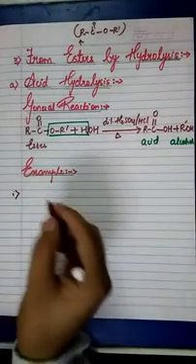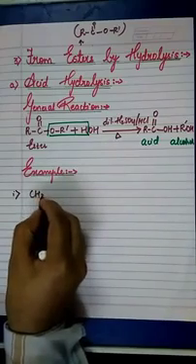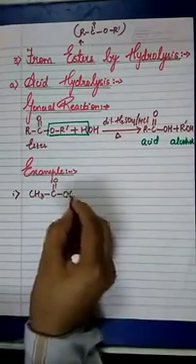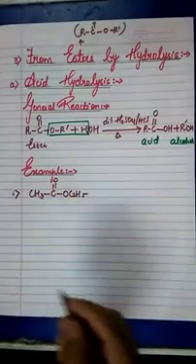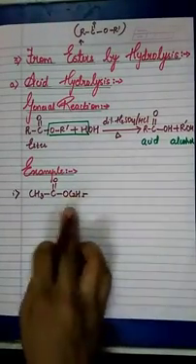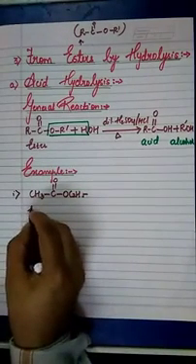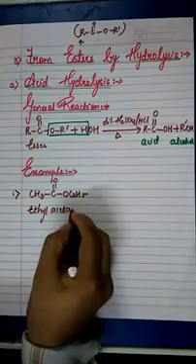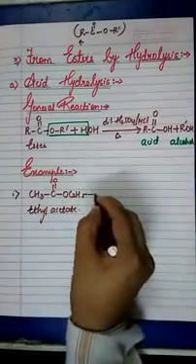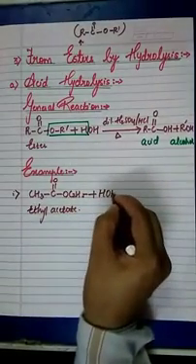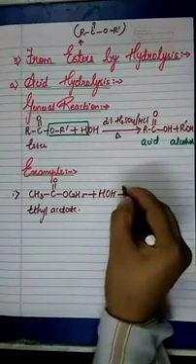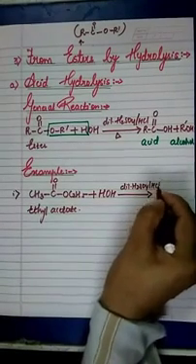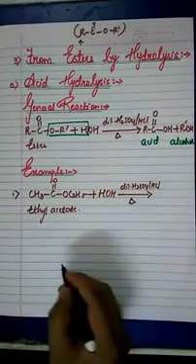First example, CH3 C double bond O, OC2H5. This is your ethyl acetate. This ethyl acetate will undergo hydrolysis in the presence of dilute H2SO4 or dilute HCl. We are applying heat over here.